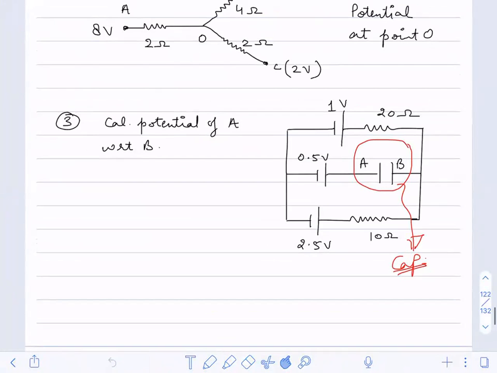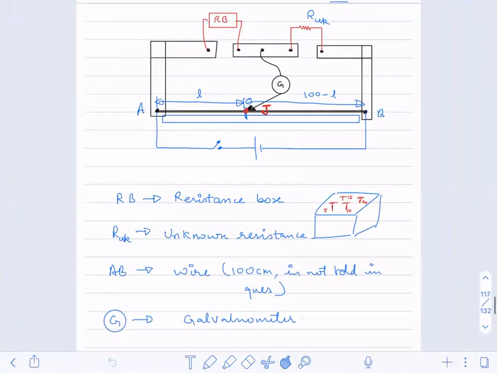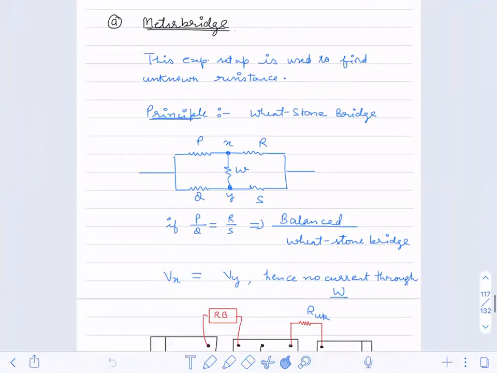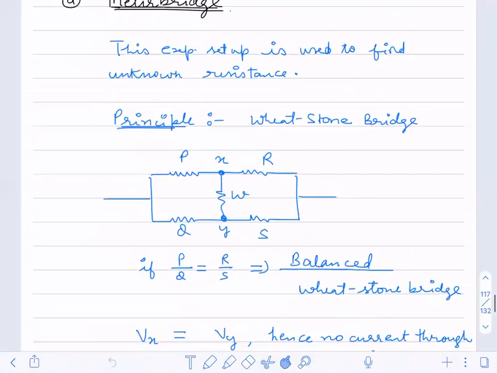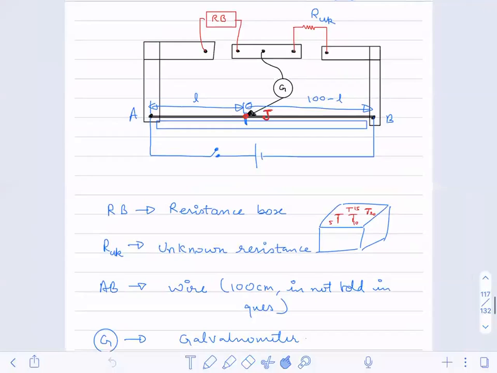So, yesterday we were doing this meter bridge, right? I guess the setup is clear to everyone. Or is there anyone who didn't understand this setup? Ask now itself, because now I'm going to start the experiment.